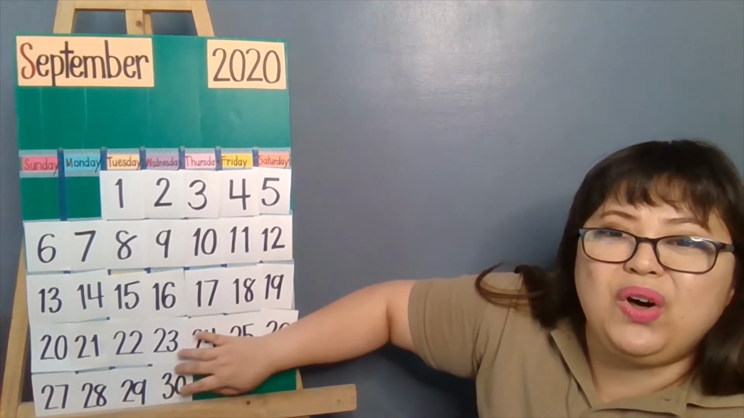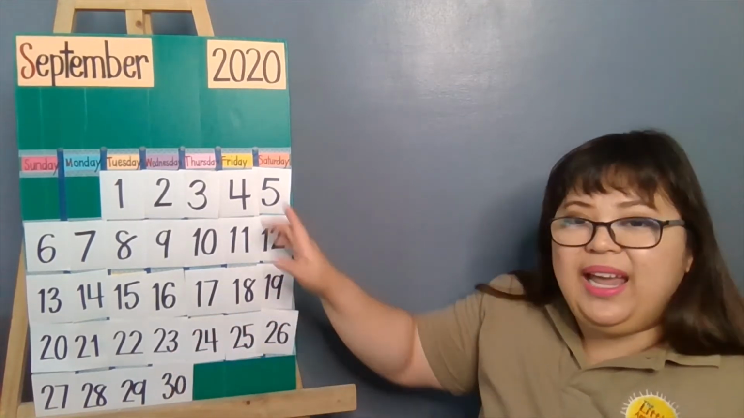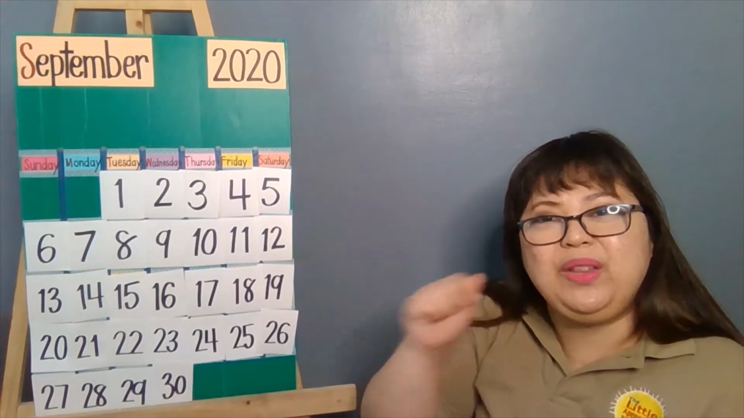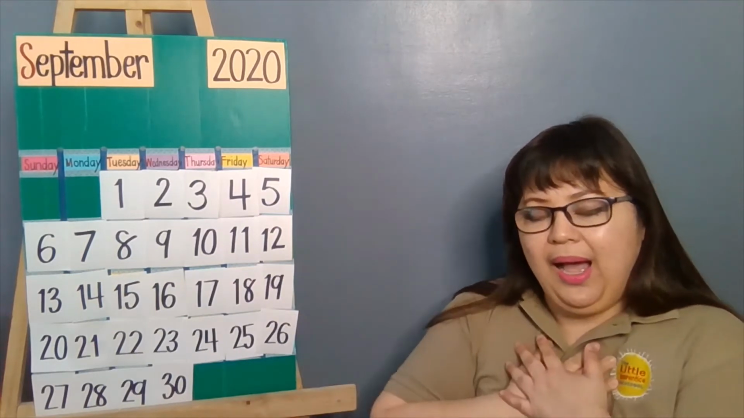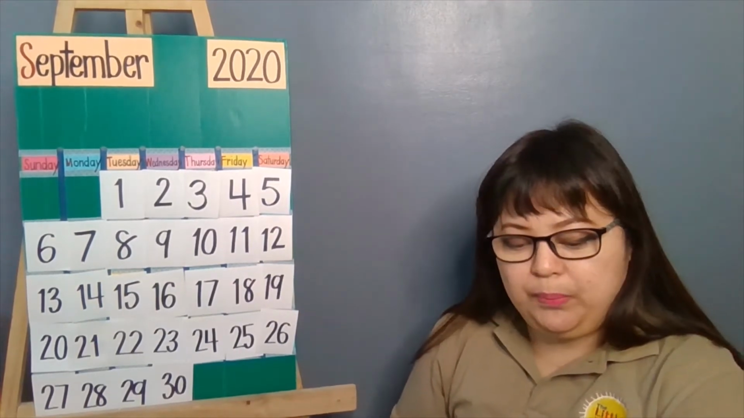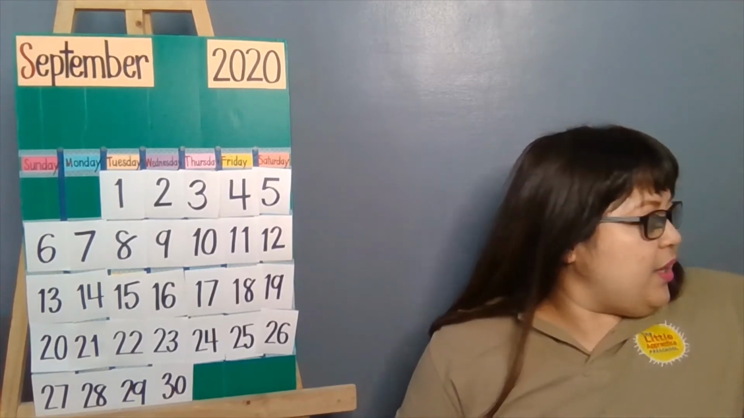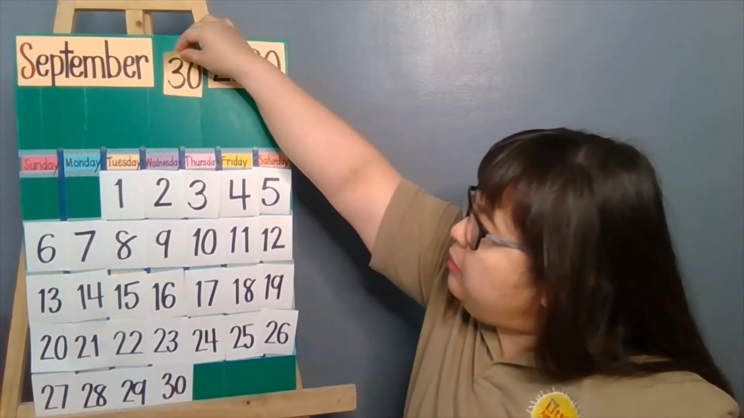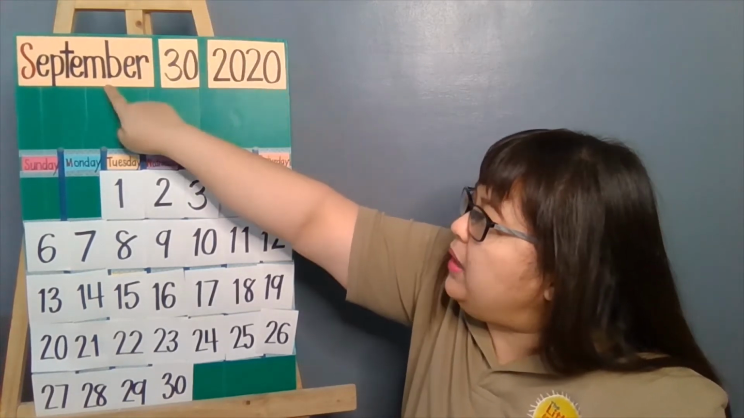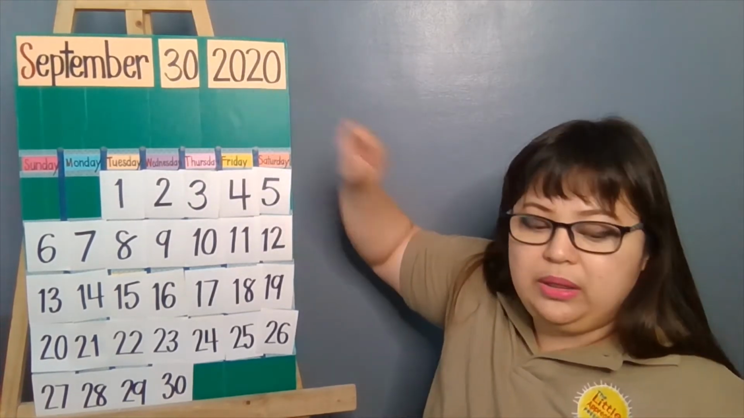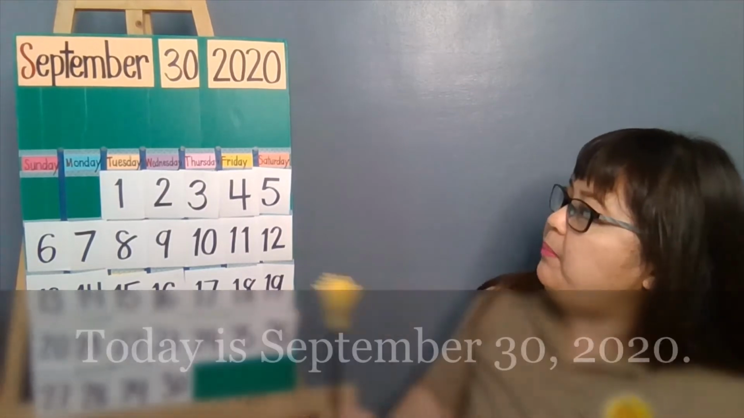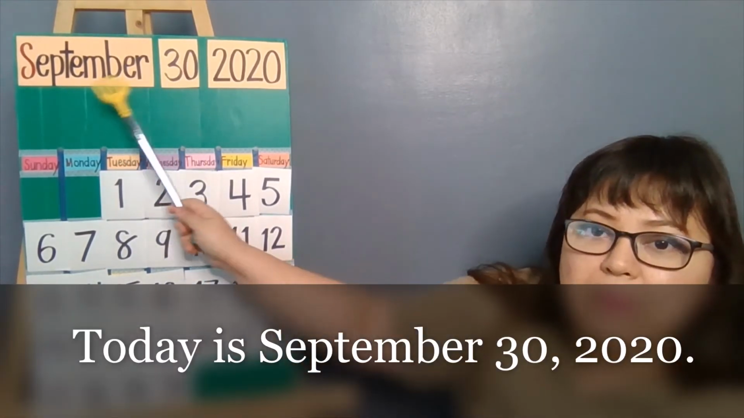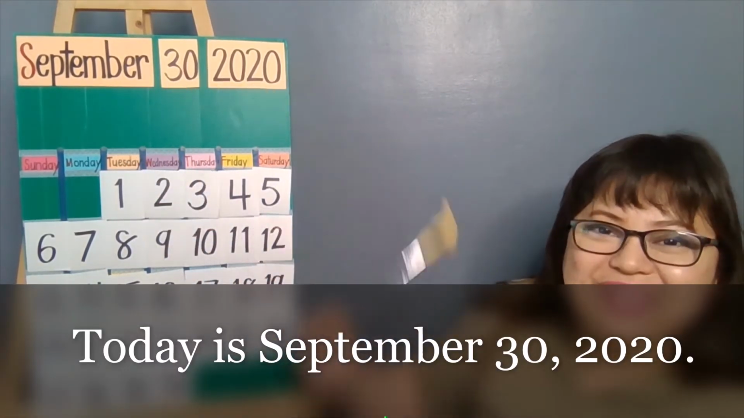Oh, we have completed our September calendar. We have covered all the colored cards, and we have placed all the white ones on top of them. How satisfying. So, let us place 30 in between our month of September and the year 2020. And let's read together, okay? Today is September 30, 2020.